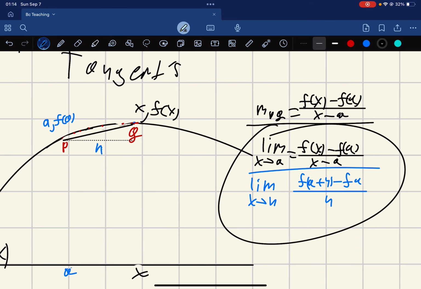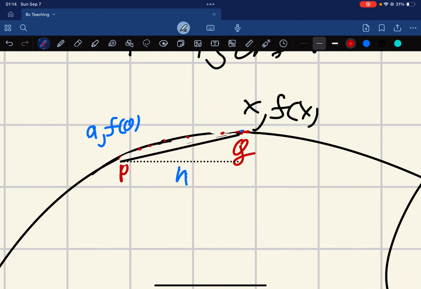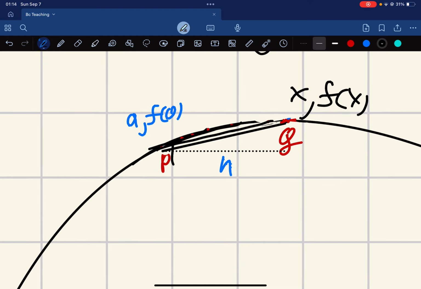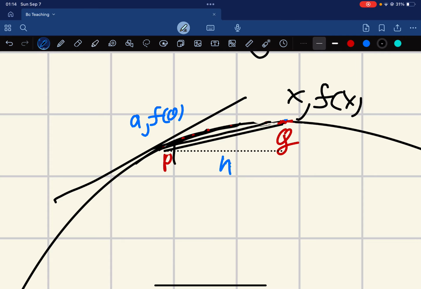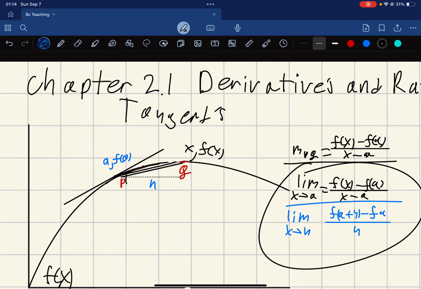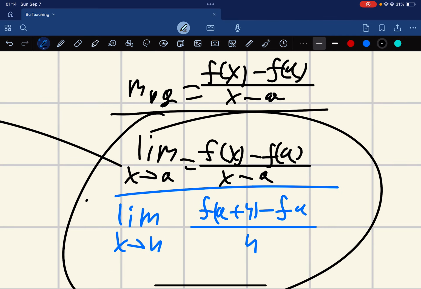Now, why are we considering our slope to get our tangent? It's because as you move your point Q closer and closer, our tangent looks like that. And as it gets infinitely close to P, it would just be our tangent at point P, which is why we use the subject of limits.